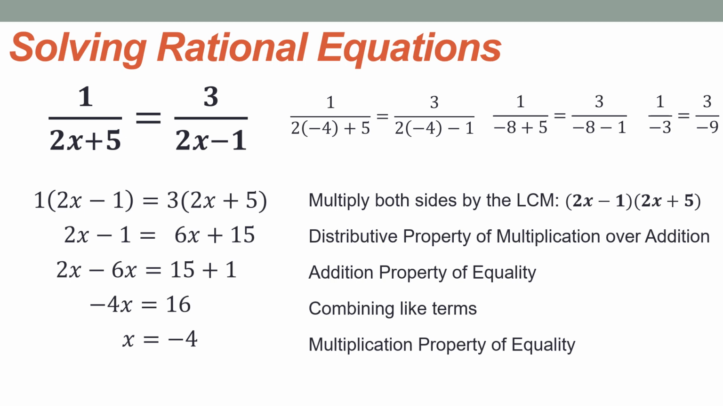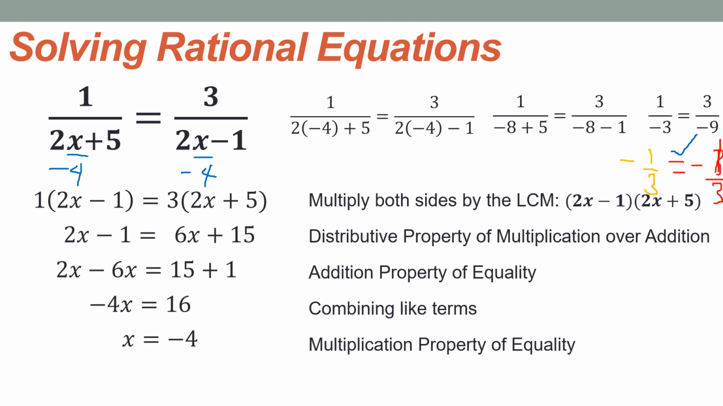Now, let us express this in lowest term. So, 1 over negative 3 is the same as negative 1/3. Okay? That is equal to 3 over negative 9, which is also negative 1/3. Okay? So, these two sides of the equation are the same, meaning to say, really, the value of x here is negative 4. Okay?